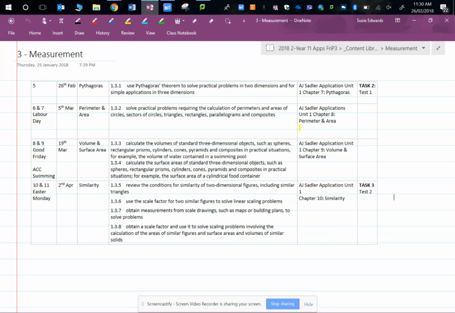All right, so just having a look at the future ahead of us, we've actually got measurement. You don't need to write any of this down. We've got measurement coming up for pretty much till the end of term. So we're going to start with Pythagoras, which you guys have seen quite a few times. Then we're going to move into perimeter and area, then volume and surface area, and then similarity.